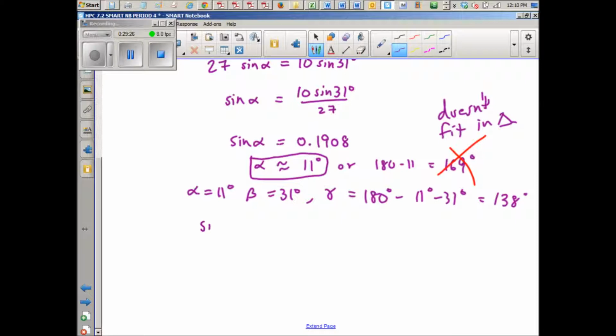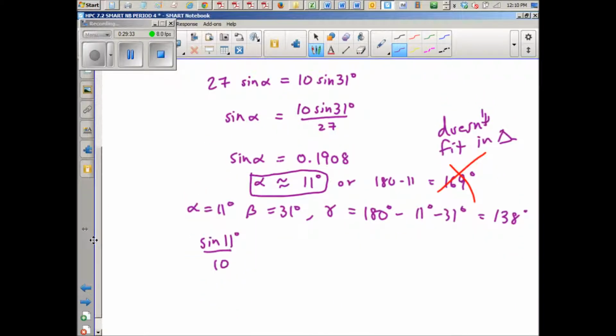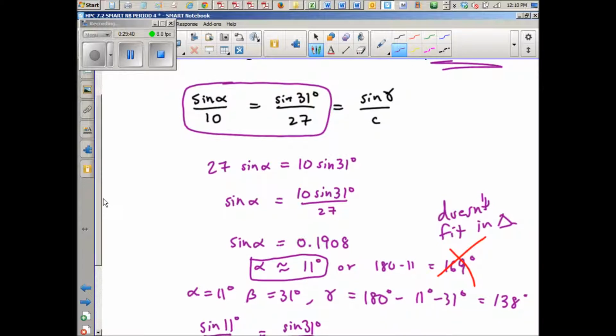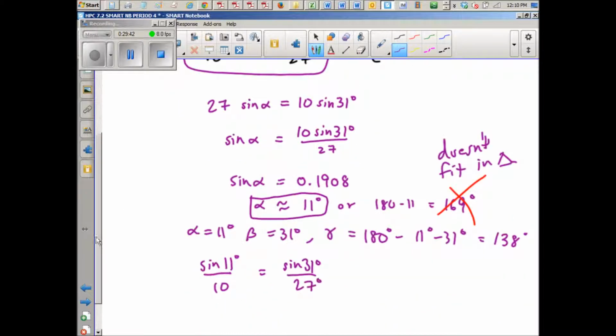Okay, so here's your law of sines now. You now know that this is sine 11 over 10, sine 31 over 27, and sine 138 over c. Now you can go ahead and solve for c. Just pick the second and third fraction or the first and third fraction. I'll pick these two.